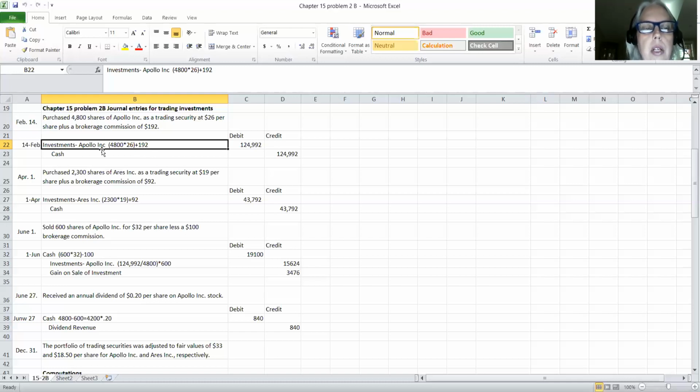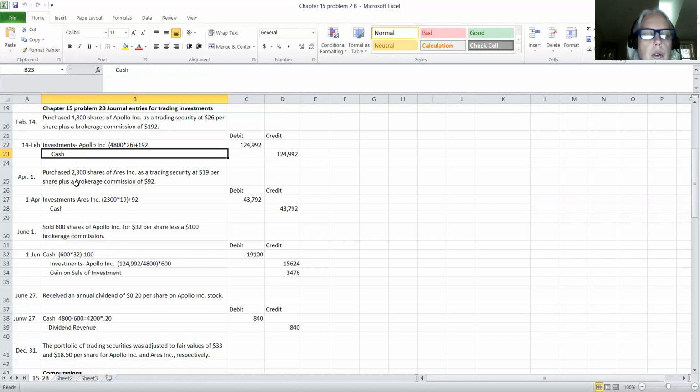Investments in Apollo company, since it's an asset account, is increasing. We're going to take the number of shares that we've purchased, we're going to multiply it by the cost per share, and then we're going to add to that purchase price the brokerage commission. So that brings us to a total purchase price of $124,992. We would credit, of course, our cash account.